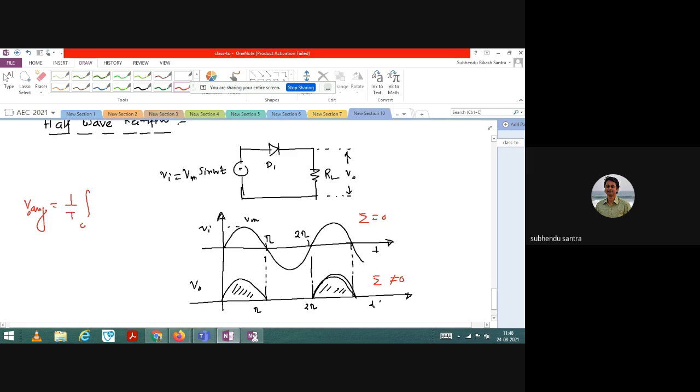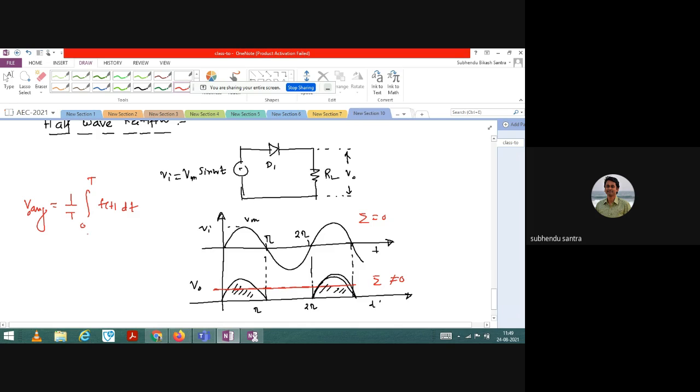1 by T integration 0 to T f(t) dt. Basically, what you have to find out is the average area. This is a time period, so what is the time period? The time period is 2 pi. So out of 2 pi, what is the average voltage you are getting throughout the time? It is nothing but V average.